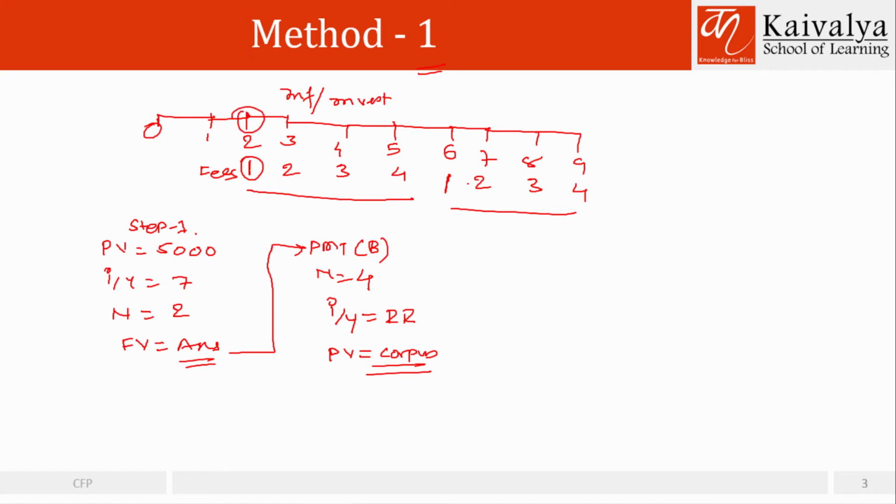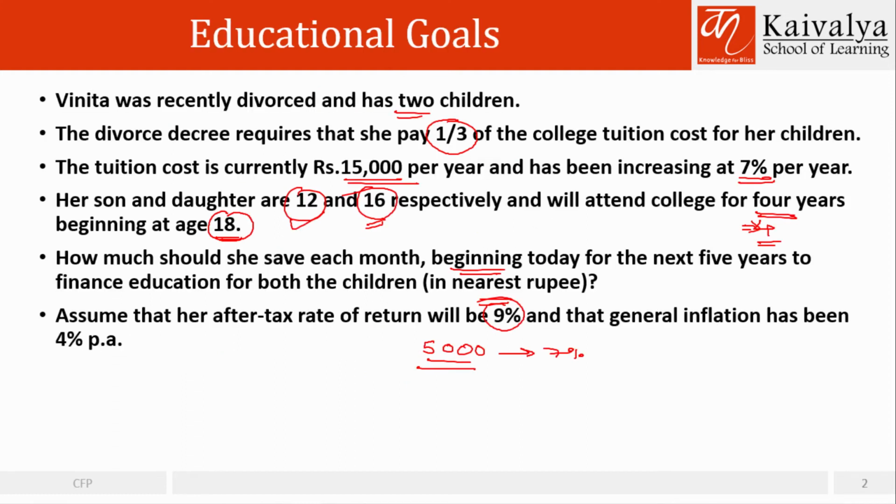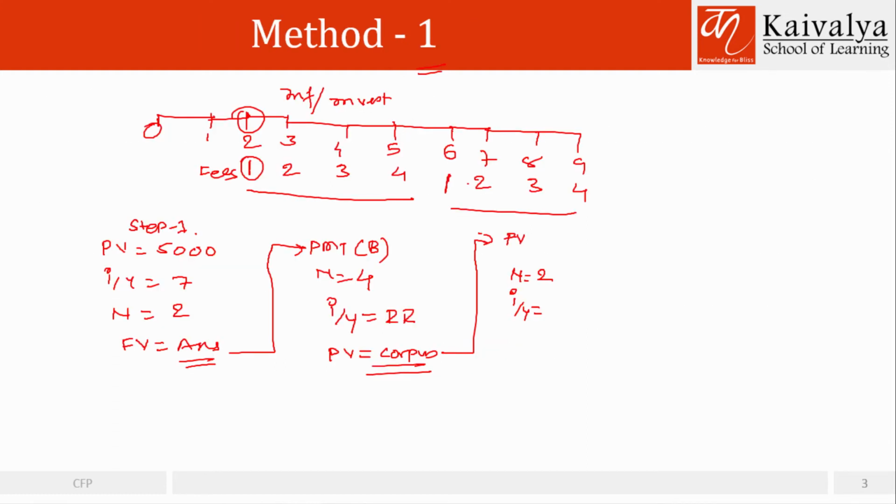And then what can be done is, I can further find out the present value of this. So say this becomes future value, n is equal to 2, I by Y is the investment rate. Let's look at the investment rate in this case, 9%. 9 here, and I find out present value, right? So this is the amount required in today's terms to be kept aside for the daughter.